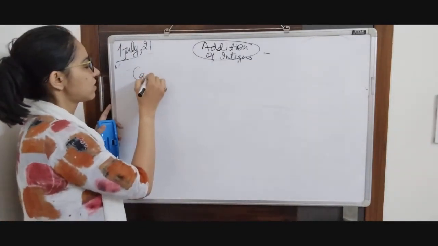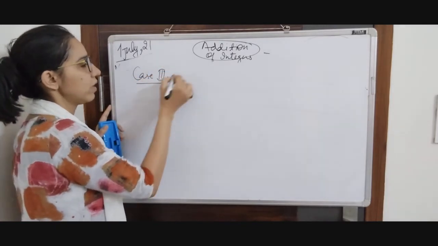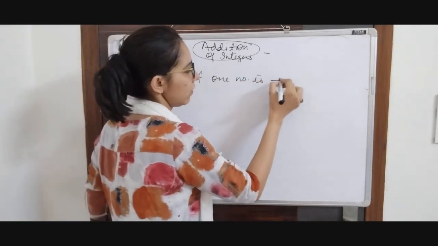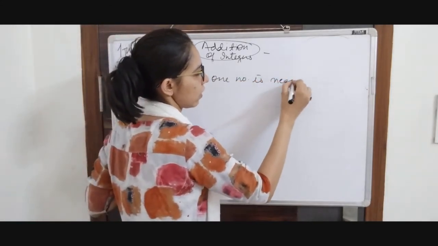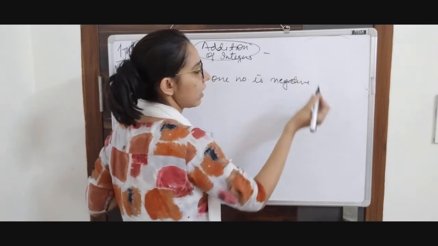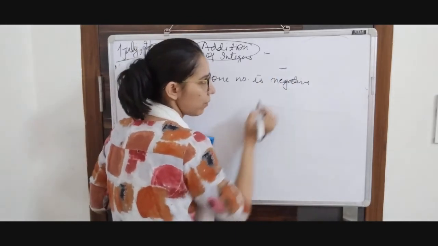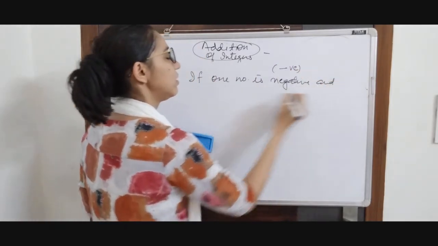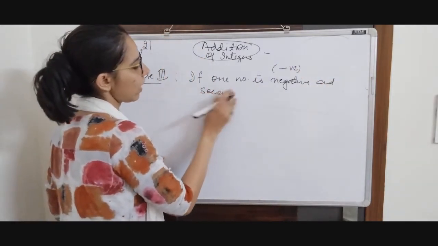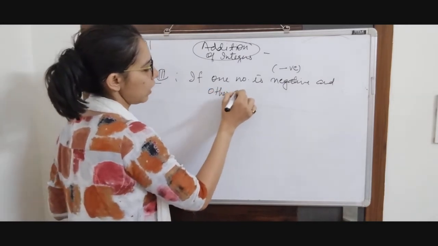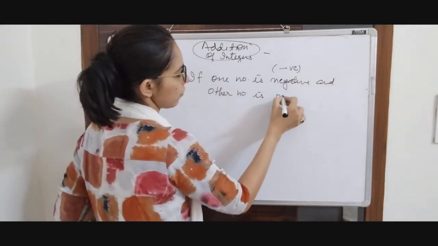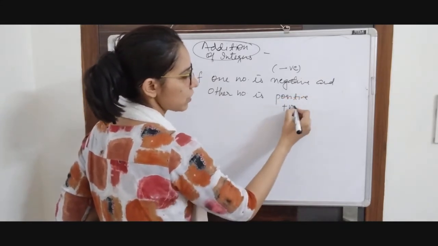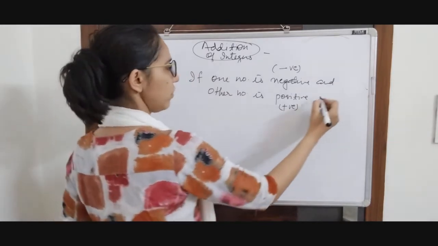So case 3 is if one number is negative, and in short form we write it as minus sign and then VE, negative, and the second number, or other number, is positive. And how do you write positive in short form? Plus sign plus VE, positive. Okay, positive integer.